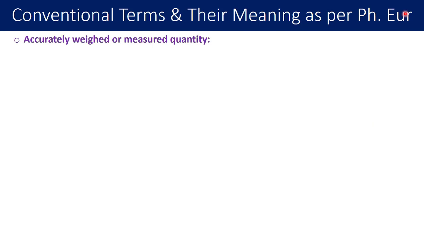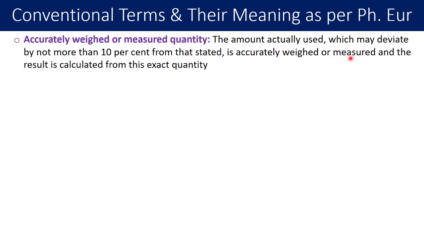So the first important term, as far as the analytical fraternity is concerned: how can one say that the substance is accurately weighed or measured? You may have a term in your monograph that says weigh accurately, let us say, 100 mg of the reference standard. What is the variation allowed for an accurately weighed reference standard? That is the purpose of this term. The amount actually used, which may deviate by not more than 10% from that stated, is accurately weighed or measured, and the result is calculated from this exact quantity.